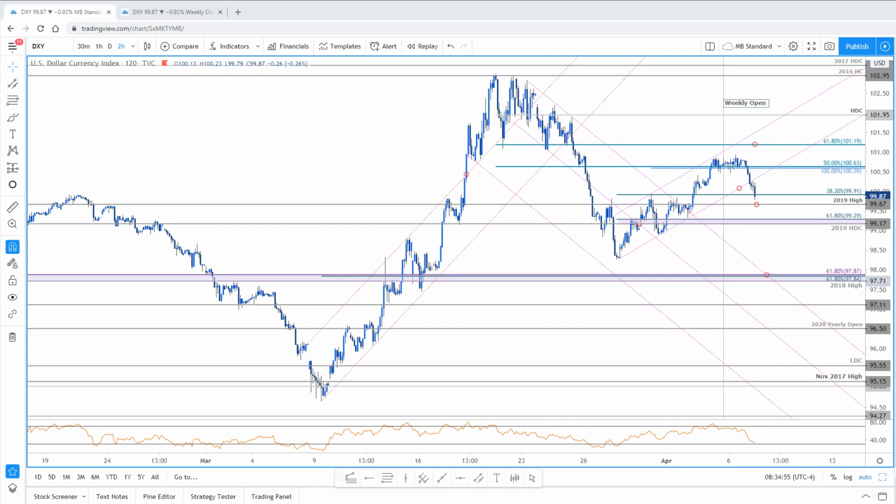Obviously, 60% of this index is euro, so we'll take a look at that.